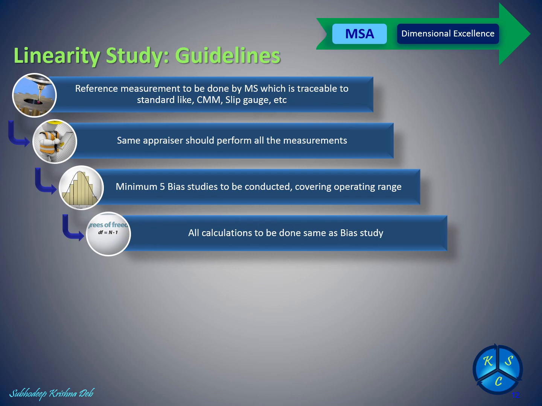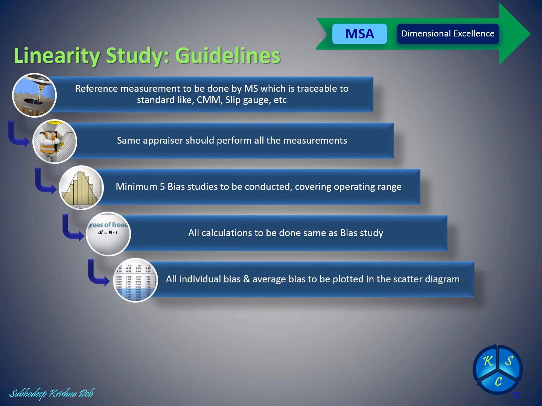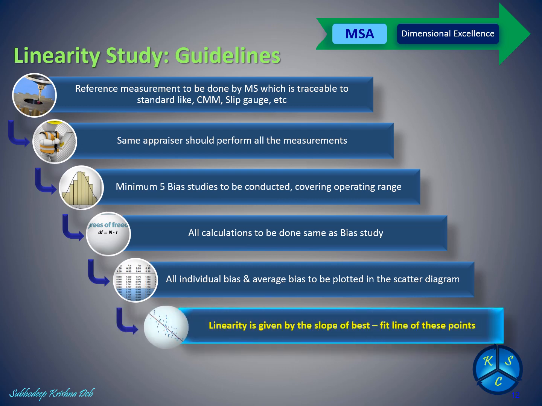All calculations are done the same as in the bias study. This we have also seen. And all individual bias and average bias need to be plotted in the scatter diagram. It is not that we will plot only the average bias. No, we have to plot all individual bias and the average bias in the scatter diagram. Now linearity is given by the slope of the best fit line of these points that we have plotted in the scatter diagram. This we have seen, it gives the slope whether it is positive or negative.